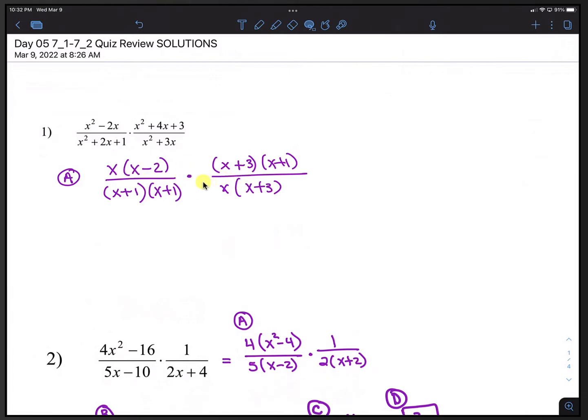All right, and then we can start canceling out because it's multiplication. So these two x plus 3's will cancel each other. The x plus 1 and this x plus 1 will cancel each other. This x will cancel with that x. And then we'll have x minus 2 divided by x plus 1 left over. And that is our final answer.